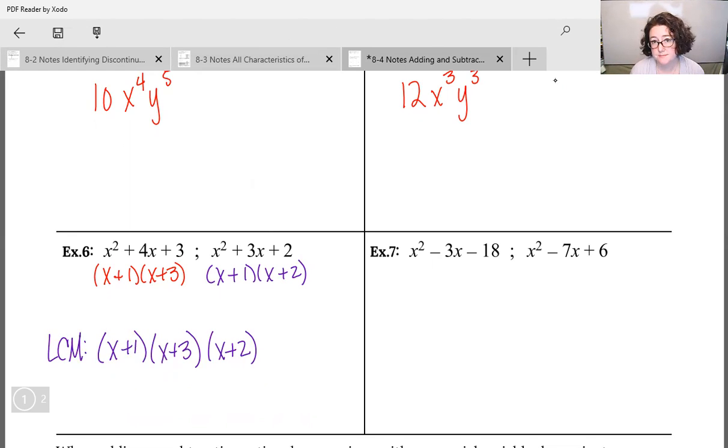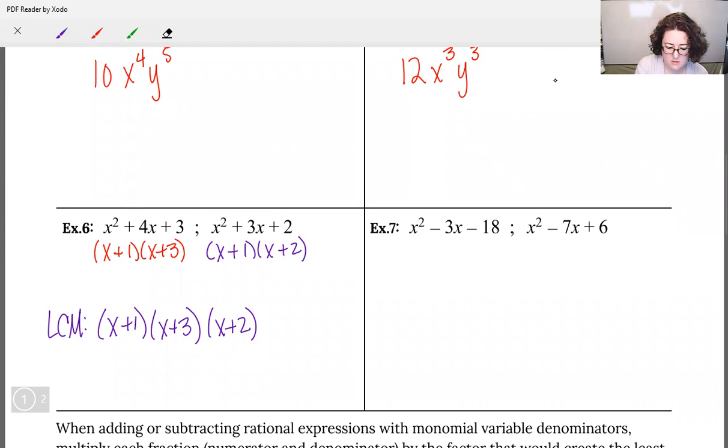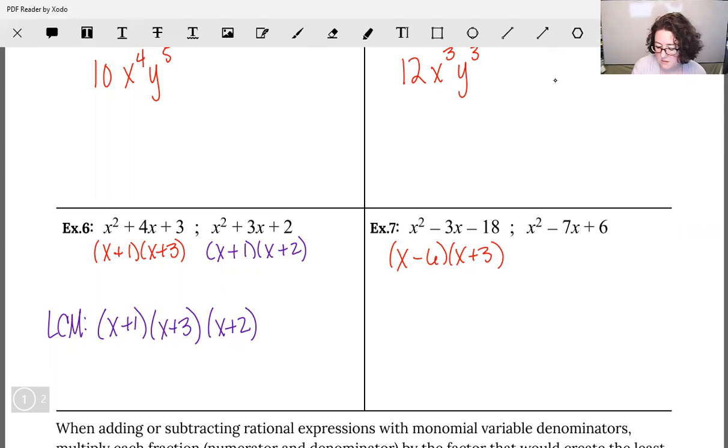Okay, example 7, same thing, we got to factor it first. So first expression factors as x, let's see, 18. We could do a 2 times 9, that's not going to get there. 3 times 6 would do it. So if we did a minus 6 and a plus 3, that gets us our correct factors to negative 18. My second expression, x squared minus 7x plus 6. So we could do a minus 6 and a minus 1. That would give us our negative 7 in the middle.